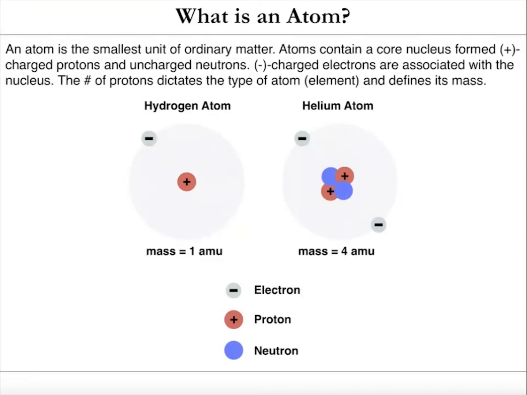So what are atoms made out of? Atoms all contain a core nucleus, and that's formed from positively charged protons and uncharged neutrons, except for the case of hydrogen.